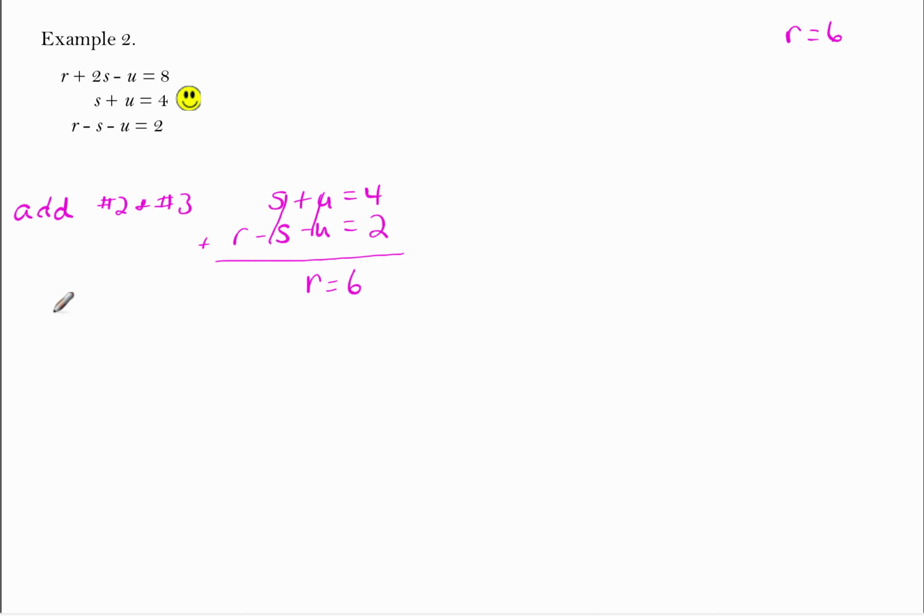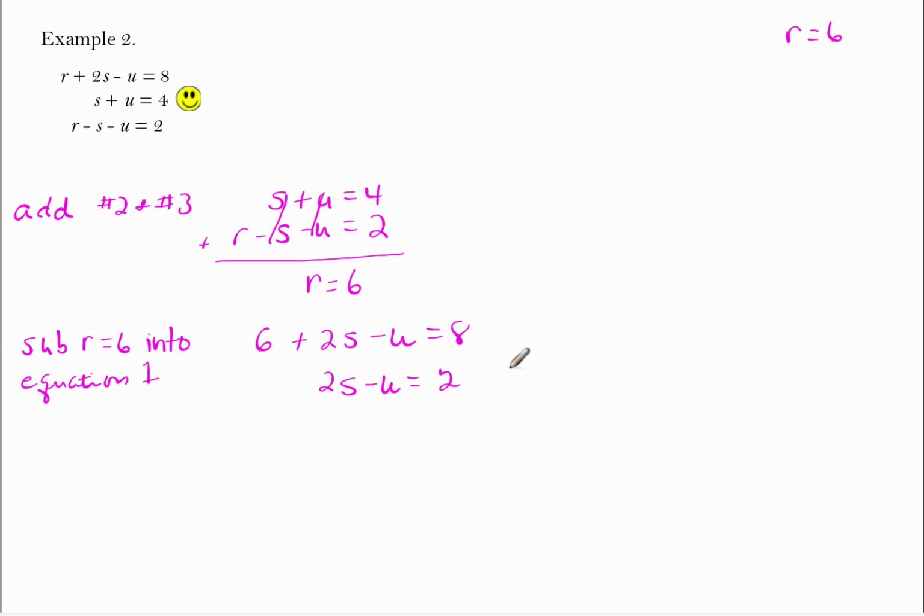Now, let's see, what else can I do? Now that I know r is 6, I can substitute r equals 6 into, well, I'm going to substitute it into equation 1. When I do that, I get 6 plus 2s minus u equals 8. 2s minus u equals 2. Well, I just created an equation that only has 2 variables.